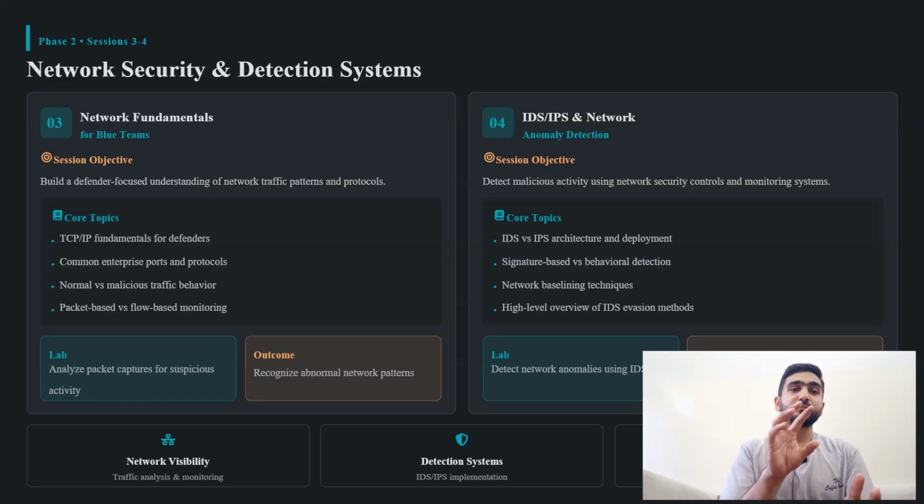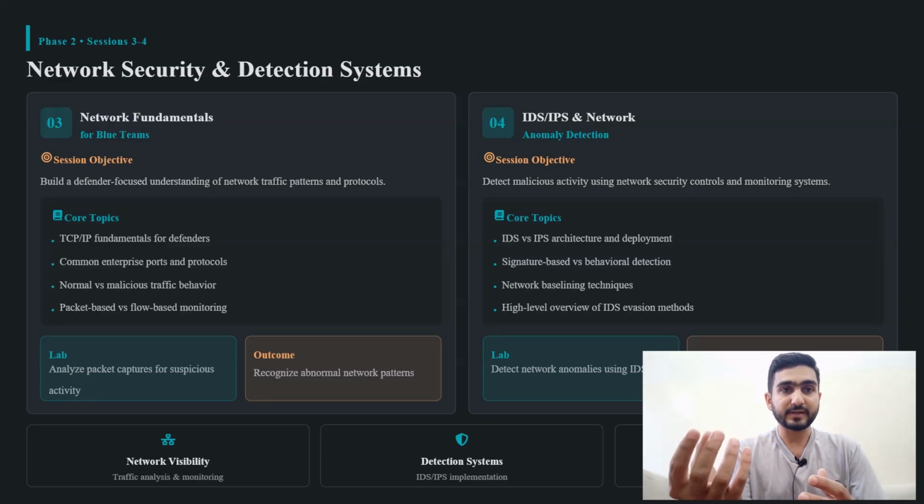It can be from TCP/IP, from ports and the protocols that are common to the network. Also, how normal traffic is analyzed versus how suspicious traffic is analyzed in the operations center. Also, we will see what kind of packets we receive or analyze during our day-to-day tasks.